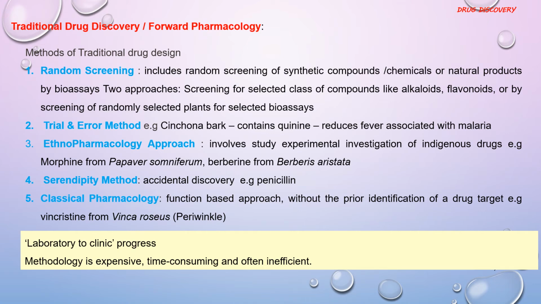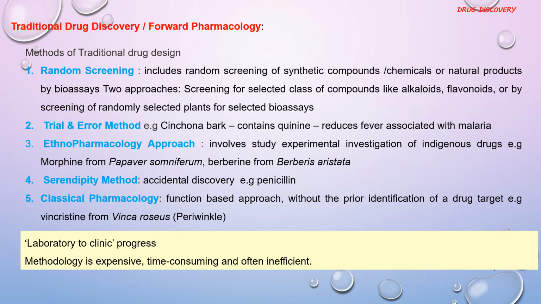Methods of traditional drug design. It includes random screening, trial and error method, ethnopharmacological approach, serendipity method, and classical pharmacology. The random screening approach involves randomly screening natural or synthetic compounds for their bioactive properties using certain bioassays. It could be based on choosing compounds based on structure, example alkaloids, terpenoids, phenolics, or could be based on screening of plants using certain selected bioassays.